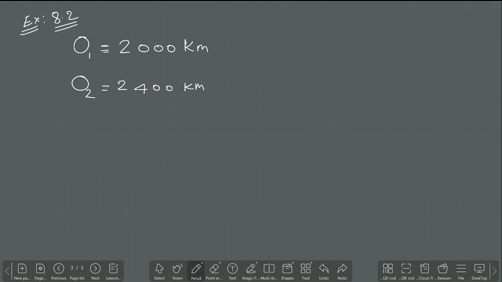We all know the function of the odometer. The odometer is used to measure the distance covered by the vehicle, whereas the speedometer is used to measure the speed, or instantaneous speed. So in order to calculate the distance we covered, we can just subtract O2 minus O1. Here O2 is the final reading and O1 is the initial reading. So distance D is equal to 2400 minus 2000, that is 400 kilometer. This is the total distance we are covering.